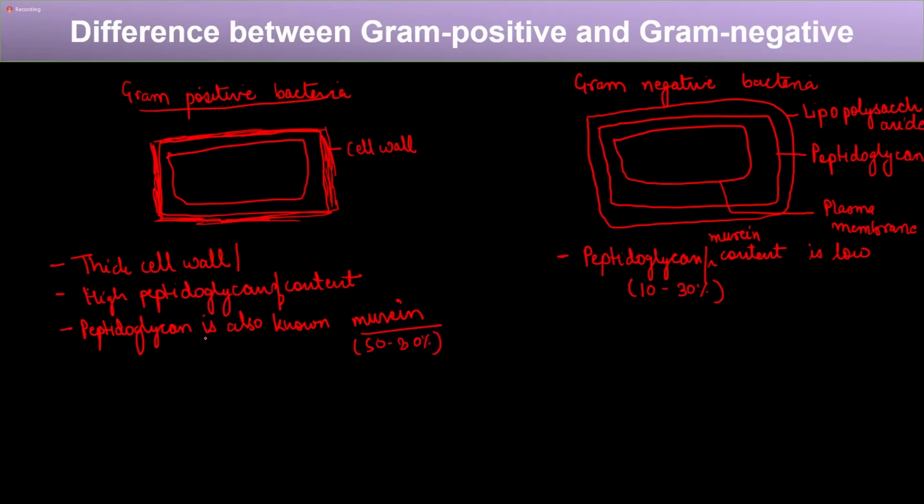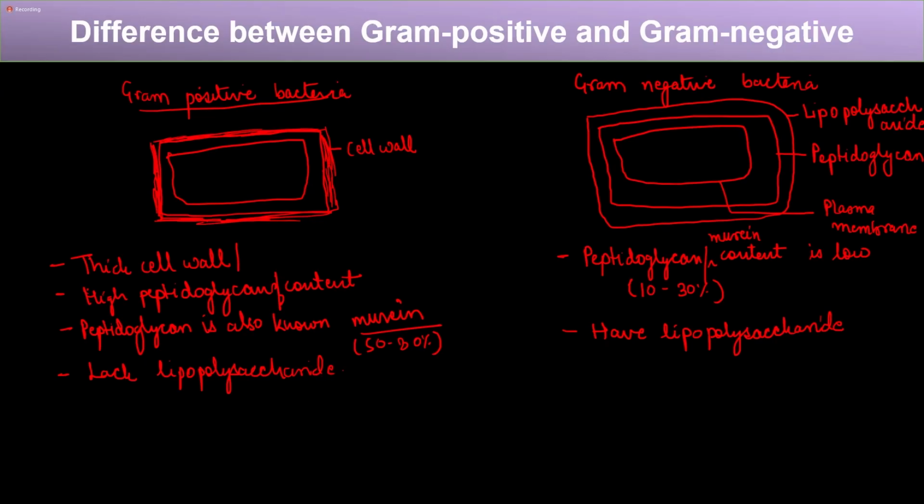Now, the first difference we saw is in terms of peptidoglycan content. The second difference is in terms of lipopolysaccharide. The gram-negative bacteria have lipopolysaccharide, or LPS, but gram-positive bacteria lack lipopolysaccharide, or LPS. So these are the two major differences between gram-positive bacteria and gram-negative bacteria.